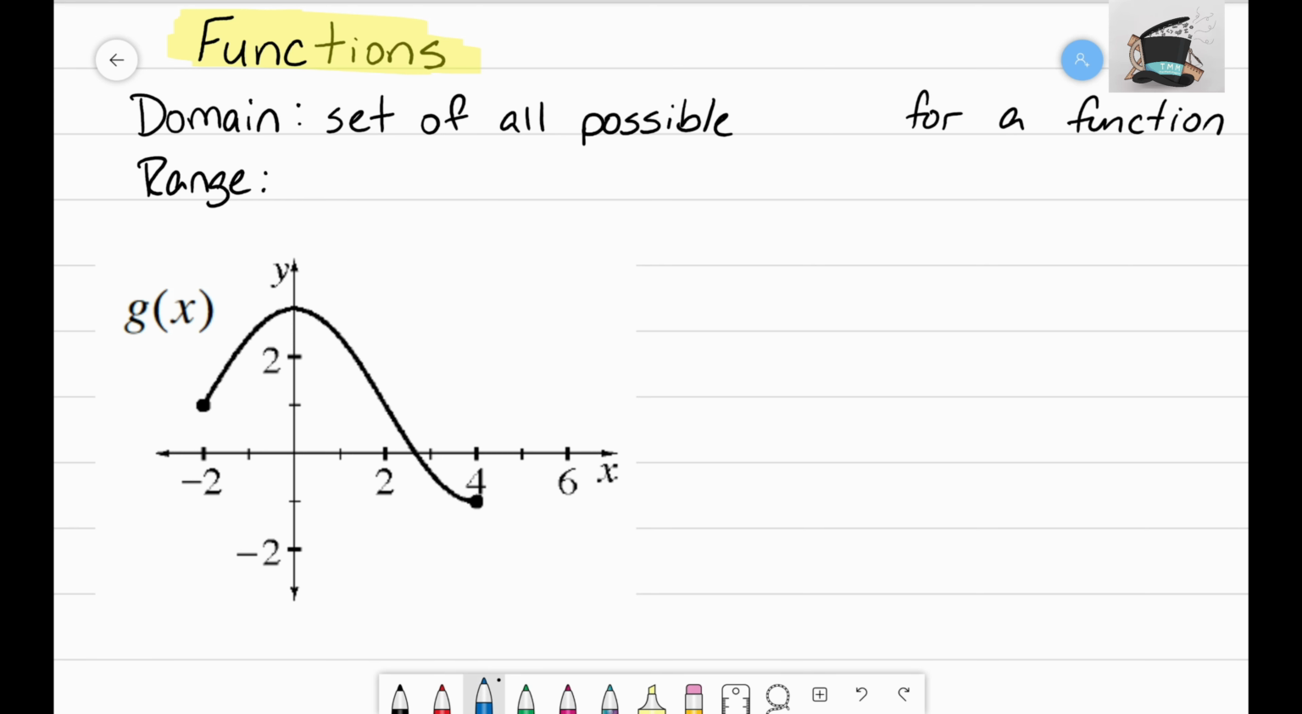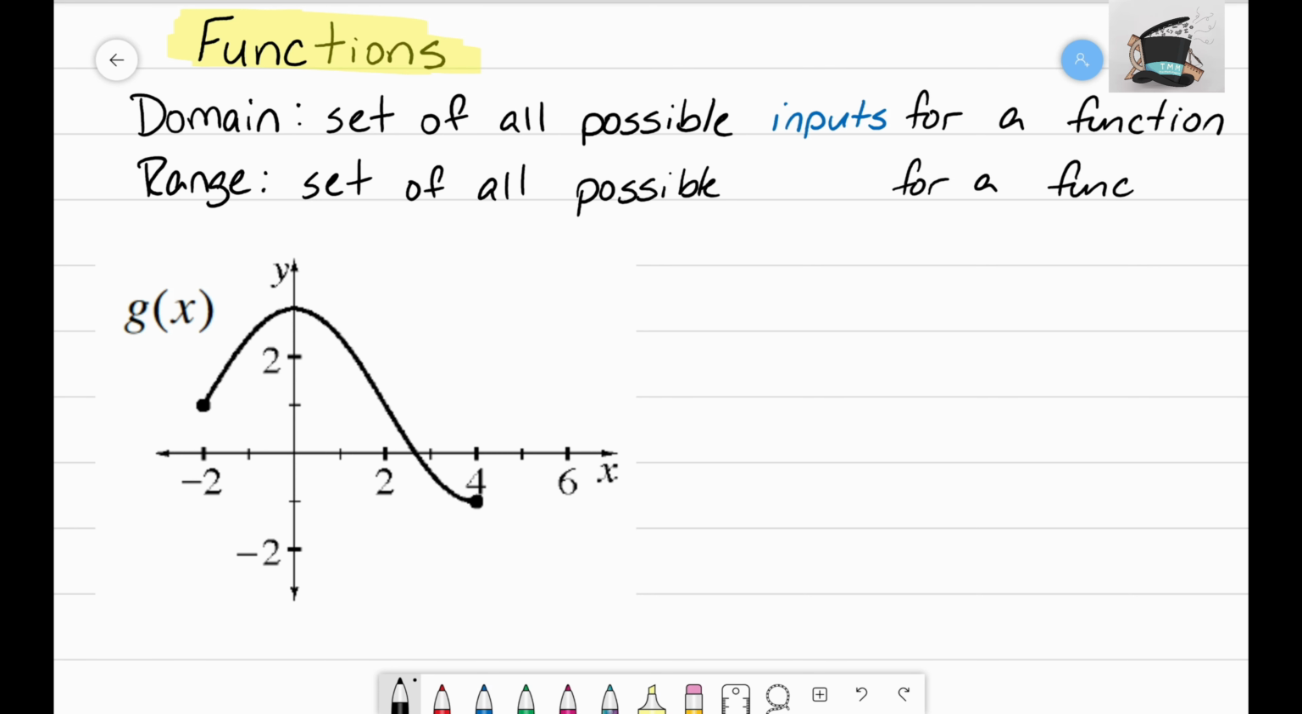Okay, and I left out the word inputs because I wanted to write it in blue because we've been labeling inputs as blue. Now you probably can already guess what the definition for range is. And range is the set of all possible outputs for a function. Okay, and I'm going to go ahead and write our word outputs in red. So, there are a couple of ways that you can write out what domain and range are.